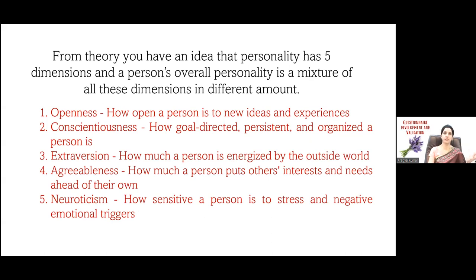Openness is how open a person is to new ideas and experiences. Conscientiousness is how goal-directed, persistent, and organized a person is. Extraversion is how much a person is energized by the outside world. Agreeableness is how much a person puts other people's interests and needs ahead of their own. And neuroticism is how sensitive a person is to stress and negative emotional triggers. So these are the 5 personality traits.